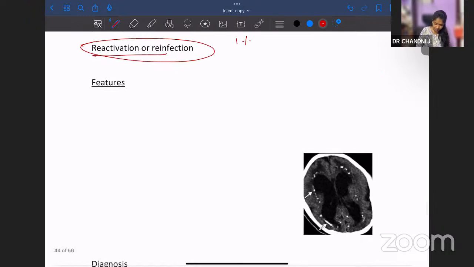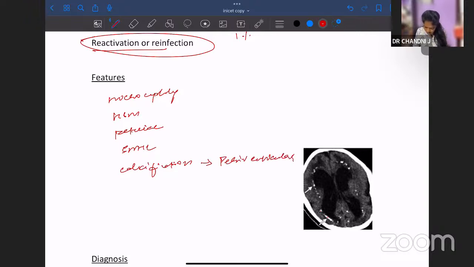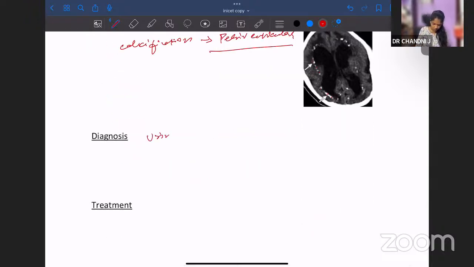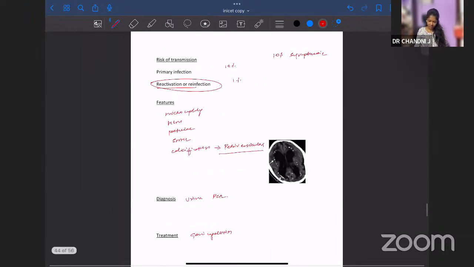Okay, this is about CMV. What are the features of CMV? Microcephaly, hepatosplenomegaly, petechiae, then sensorineural hearing loss, and most importantly, calcifications. What calcifications? Periventricular calcifications. Can you see here? Around the ventricles, you see calcification. That's for this. Okay. How will you diagnose? You do urine PCR for CMV. That is diagnostic of CMV. Treatment is ganciclovir. Okay. So this is about congenital CMV infection.